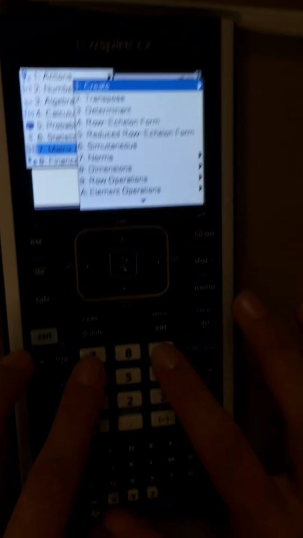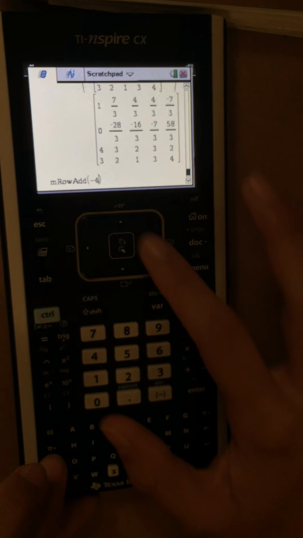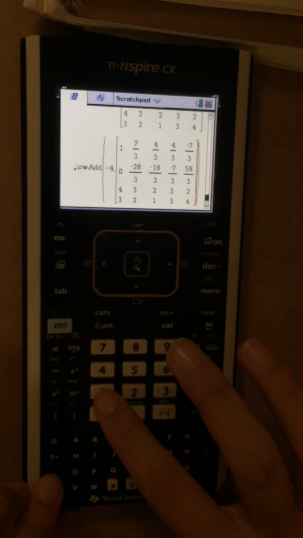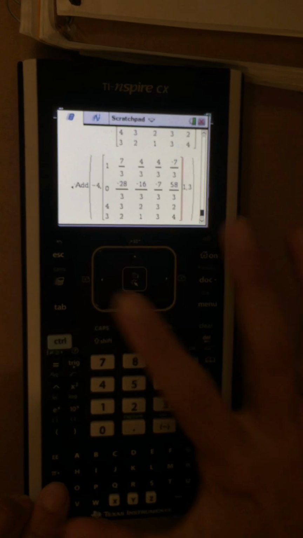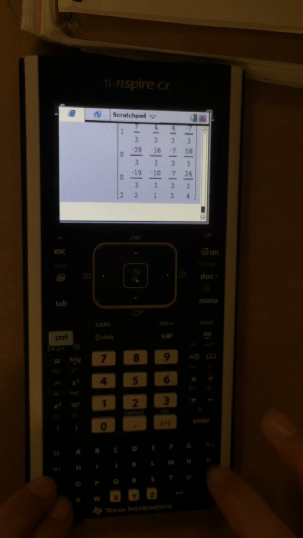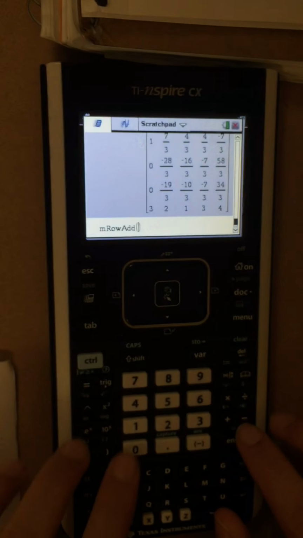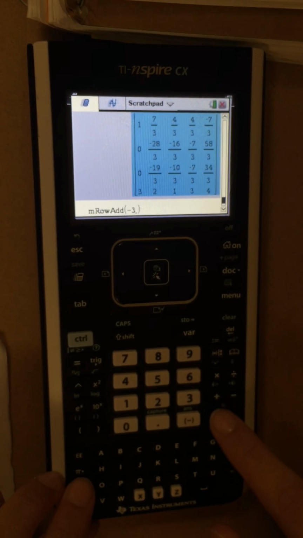Now, for your third step, to get your second 0, you're going to want to do row 3 minus 4 row 1 and put the answer into row 3. To get the last 0 in this first column, you want to do row 4 minus 3 row 1 and put it into row 4.